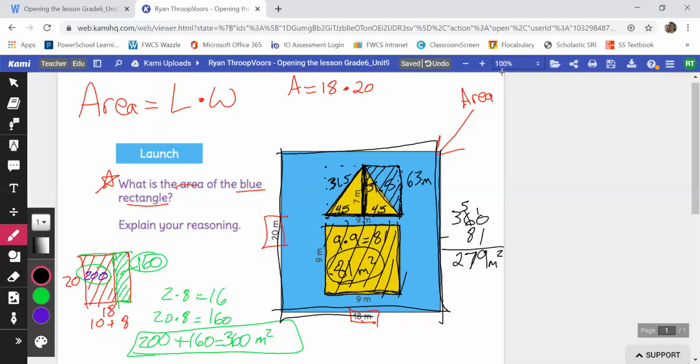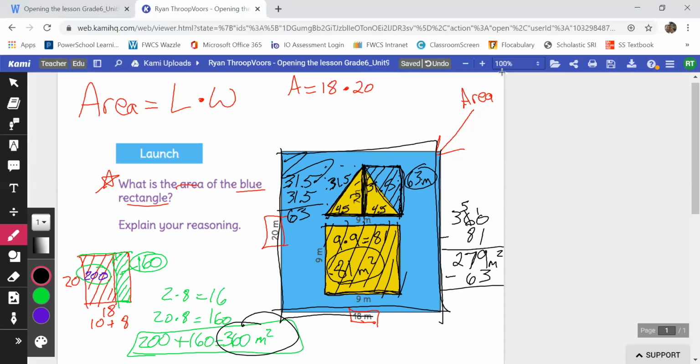And I know that if I add 31 and a half plus 31 and a half, I'm going to get a total of, let's see, 30 and 30 is 60, 1 and 1 is 2, and then a half and a half is 1. So that would be 63 meters, which is what I got when I just calculated the full rectangle. So now I'm going to subtract that, remember, from my total, because I'm wanting to know the blue area, not the yellow area.